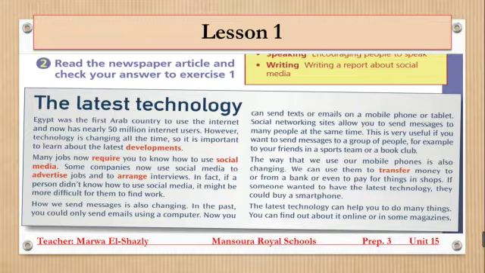The way that we use our mobile phones is also changing. We can use them to transfer money to or from a bank, or even to pay for things in shops. If someone wanted to have the latest technology, they could buy a smartphone. The latest technology can help you to do many things. We can find out about it online or in some magazines.